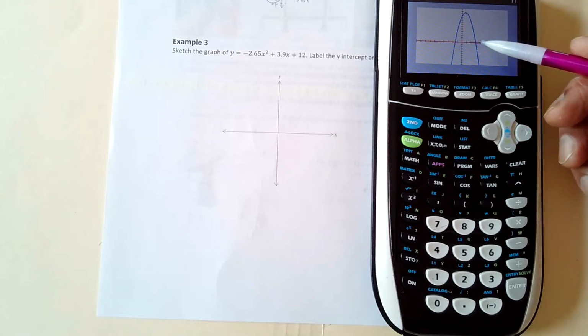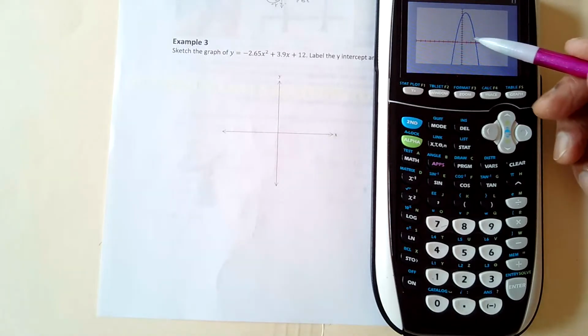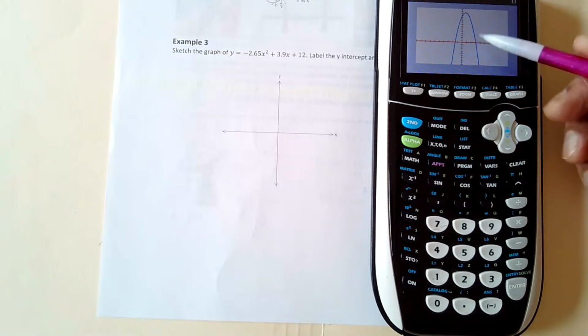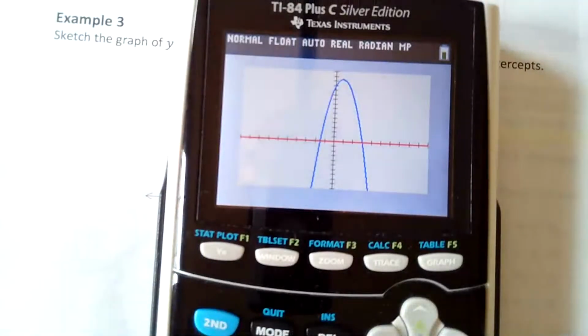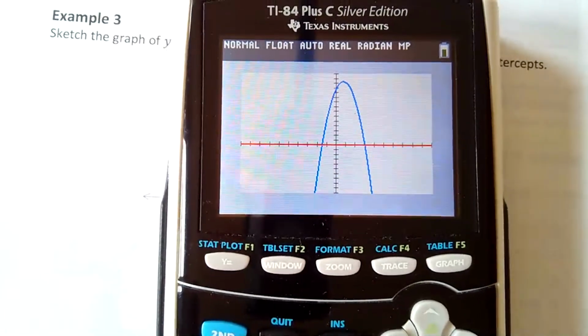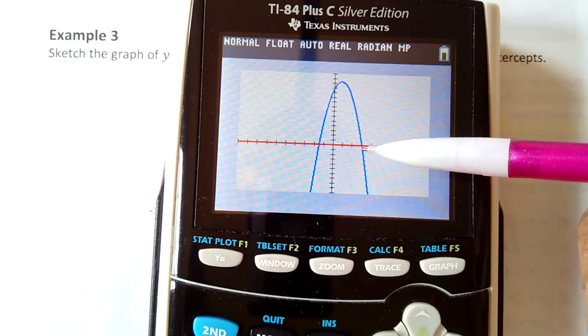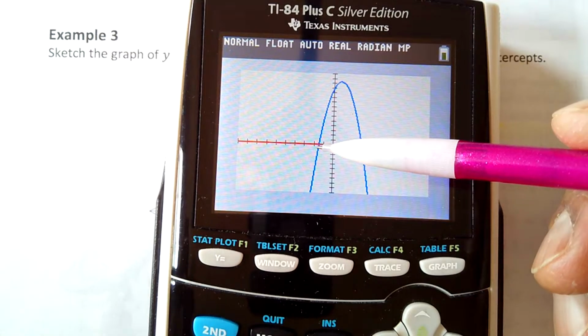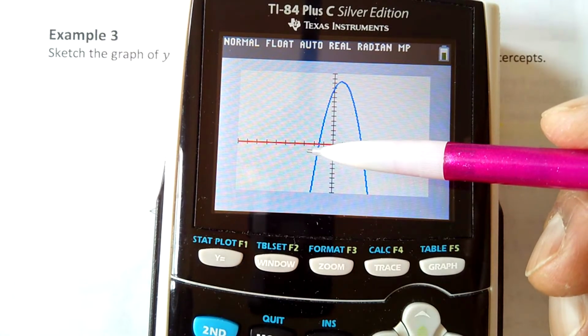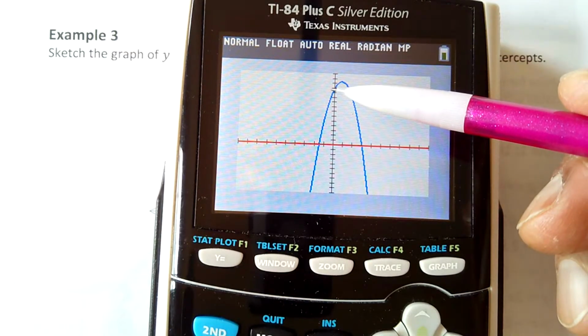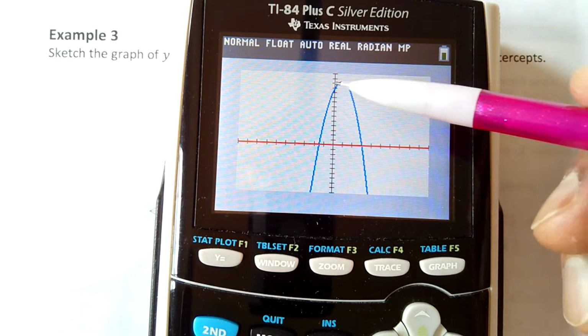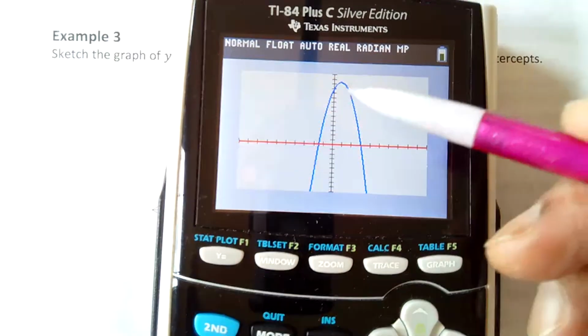Now, you could estimate the x-intercepts here and the y-intercept. Well, let's zoom in here. I'll show you what I mean. If you look at this, it's approximately close to 3, and it's between -1 and -2. And the y-intercept, now you could guess what it is, but from your equation, it's 12.